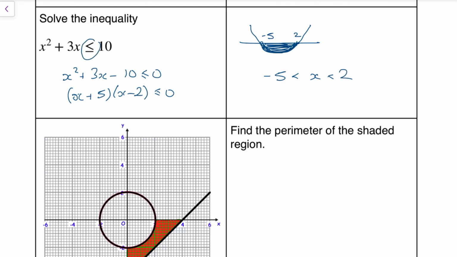However, always go back to the original question. The original question is a less than or equal to, so therefore I want to include the minus 5 and 2, because that gives me 0, which solves the equation.